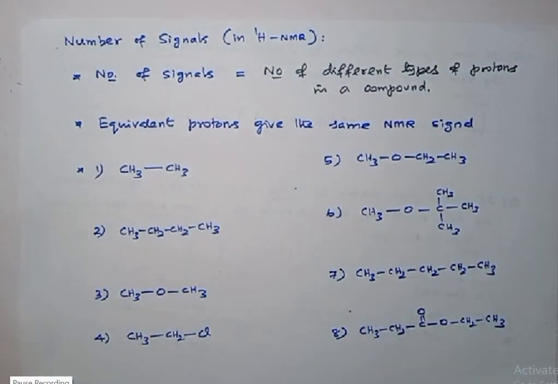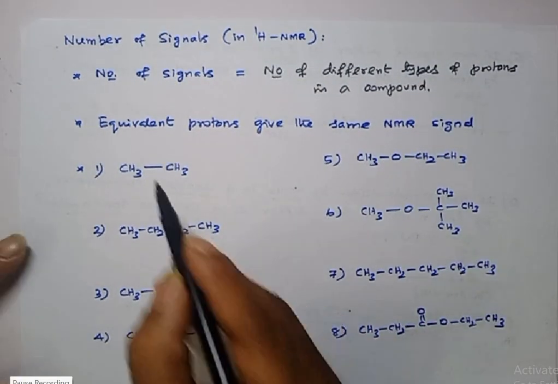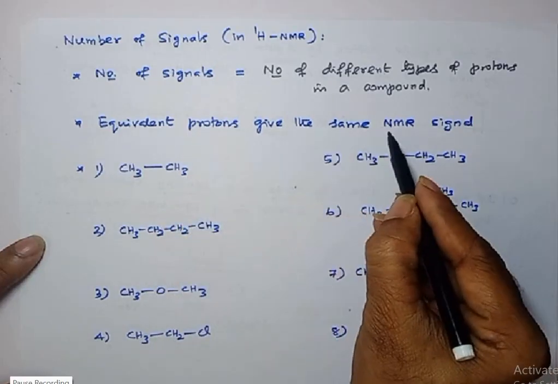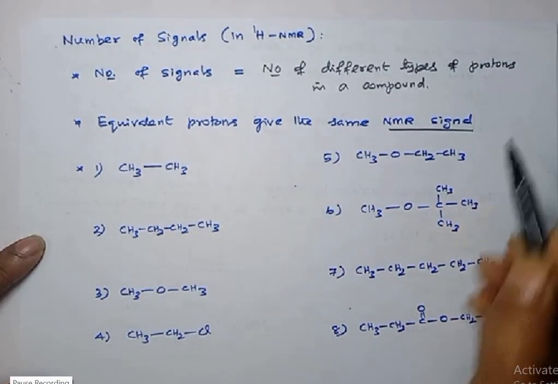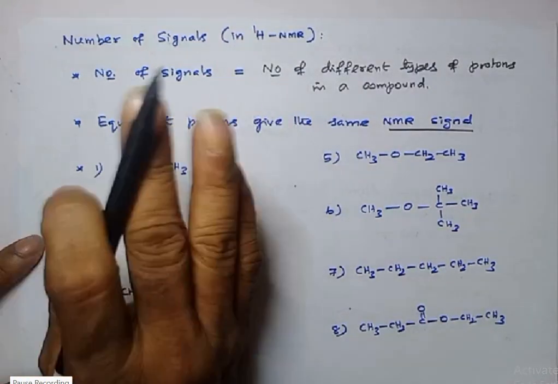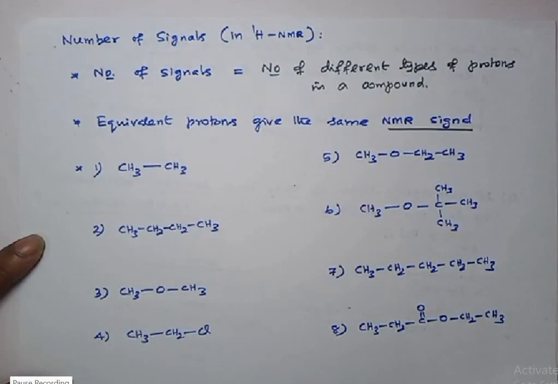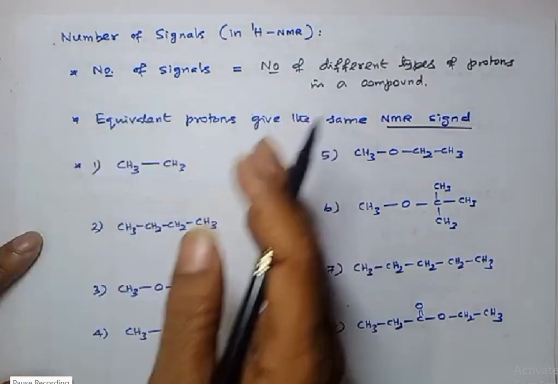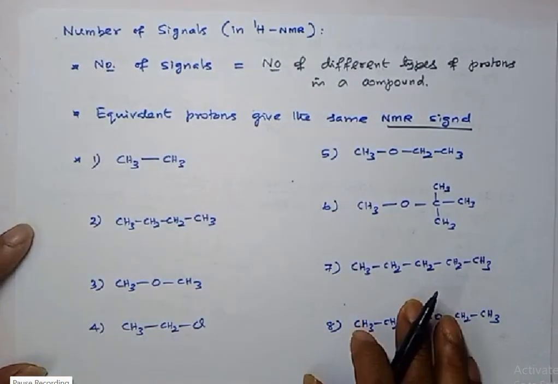Okay, this is very, very important. Next point, equivalent protons give the same NMR signal. If you have equivalent protons, they give one signal. How do we find whether they are equivalent or not? Equivalent or non-equivalent? Yes, we'll see some examples.